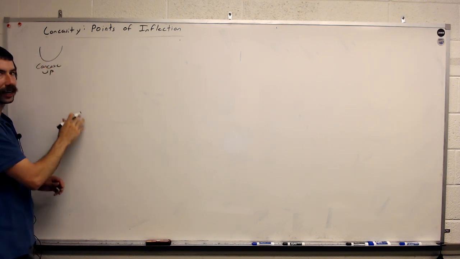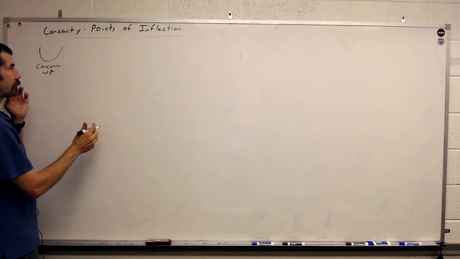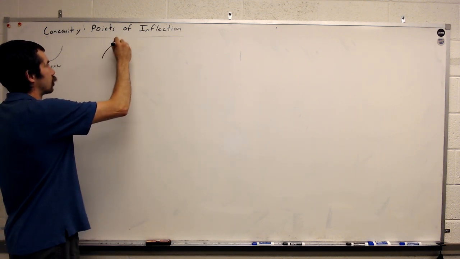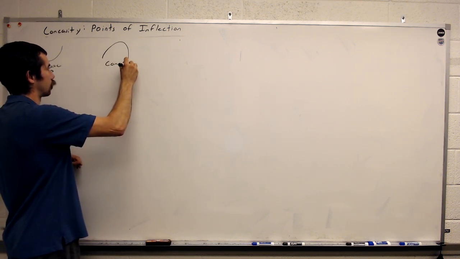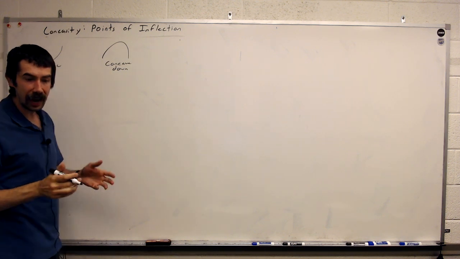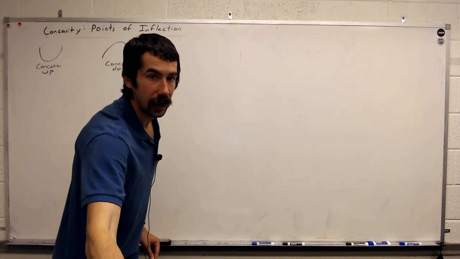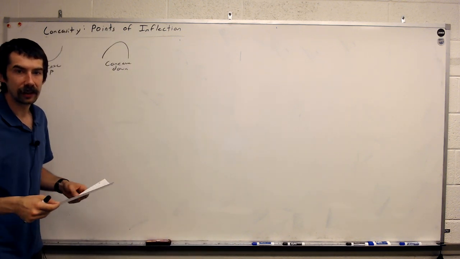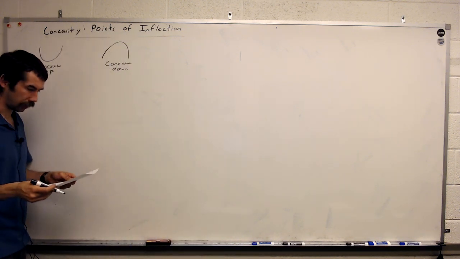So the curve is concave up if it's bending like a smiley face, or even just part of a smiley face. And if it's part of a frowny face, it's concave down. All right, so the concavity tells us how the curve is bending. And we could get the concavity from the second derivative of the function.